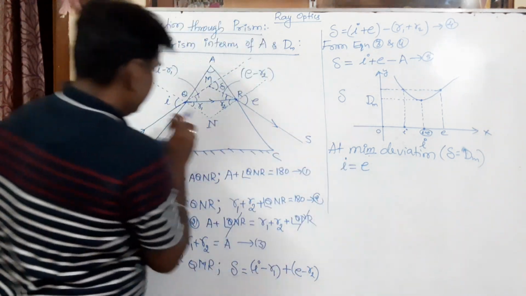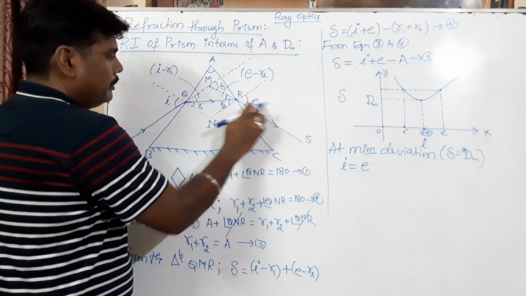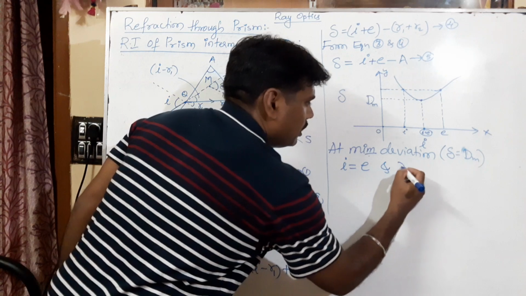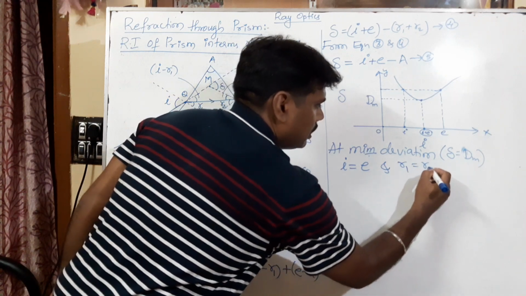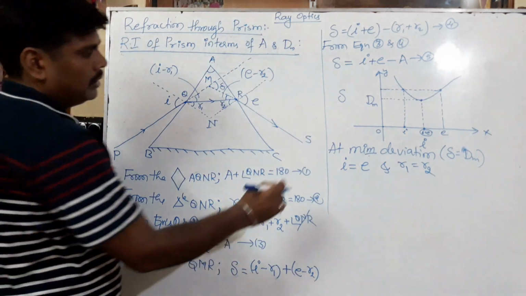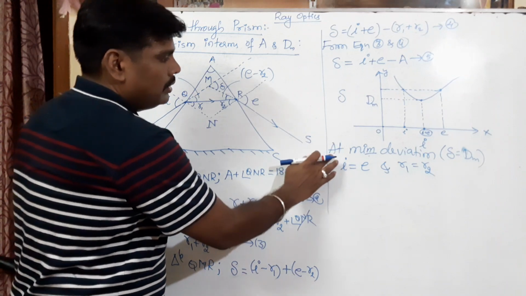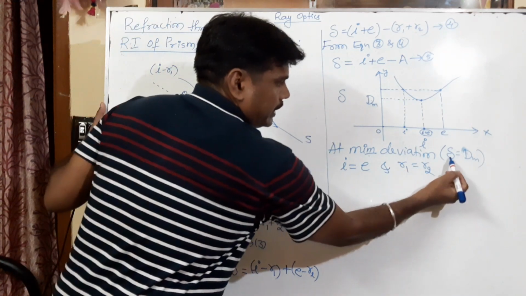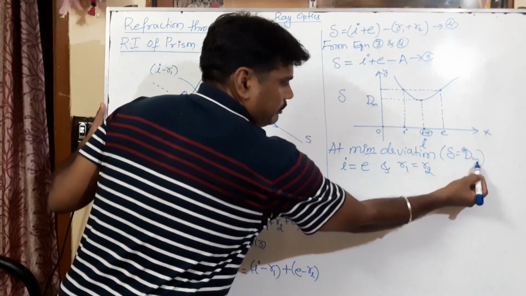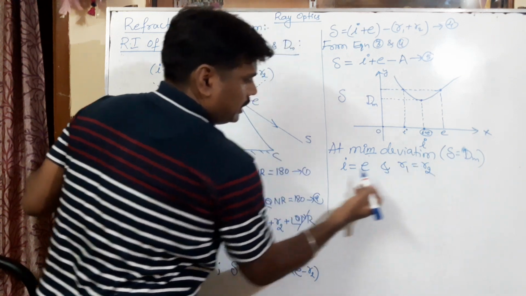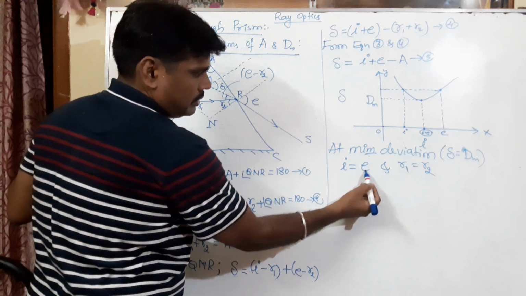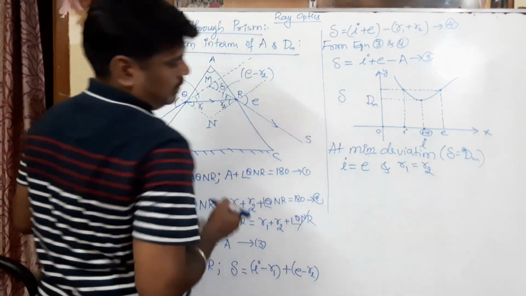So if I is equal to E, it means R1 is also equal to R2. Got it? So this is the condition only when the deviation is minimum. That's why if delta is equal to Dm, it means minimum deviation, it should satisfy angle of incidence equal to angle of emergence and R1 equal to R2.